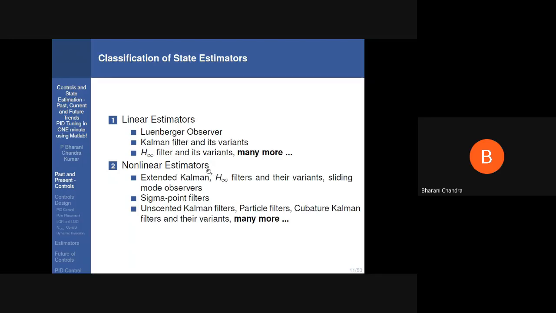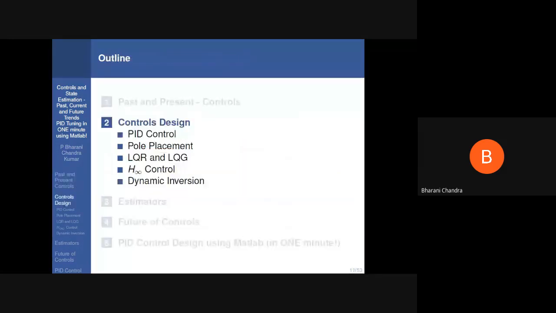And when the plant is linear, then we can go for these linear estimators. When the plant is non-linear, then we can go for the extended version of the Kalman filters, which I told one can use the concept of Jacobians or the first order Taylor series approximations and so on. Extended Kalman filters, extended H infinity filters, and their variants, and the sliding mode observers and so on. And we have discussed the sigma point filters, unscented Kalman filters, particle filters, cubature filters, and many more. So this is one such classification of state estimators.